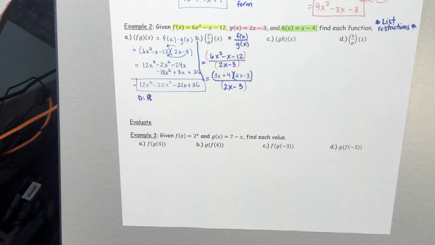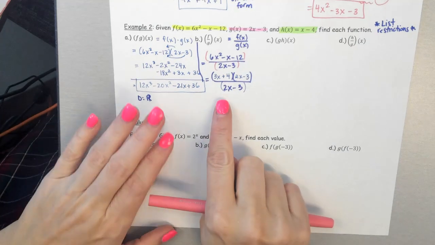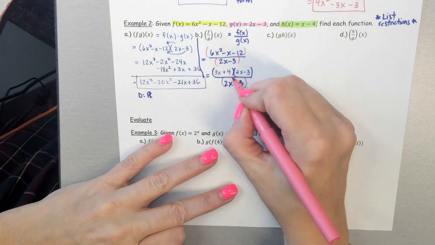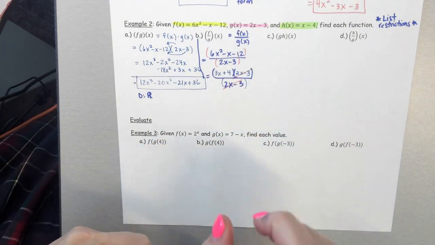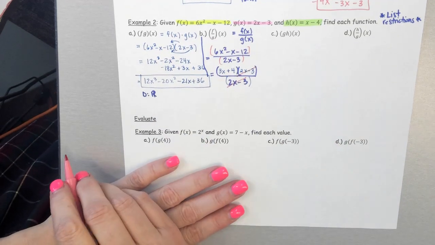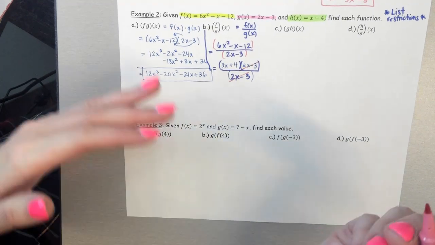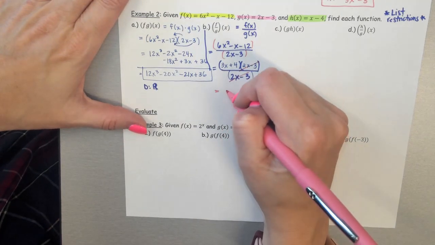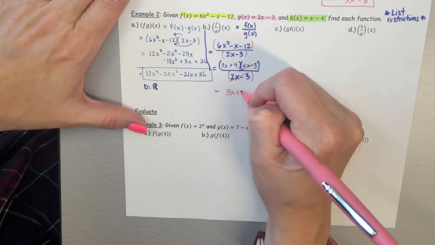So when you're dividing, there are parentheses around the numerator and the denominator, because in your order of operations, you have to do the numerator before you can divide by the denominator. Okay, so this quantity, 2x minus 3, would divide and make what number? Anything divided by itself is what? 1. Okay, so your final answer for this would be 3x plus 4.